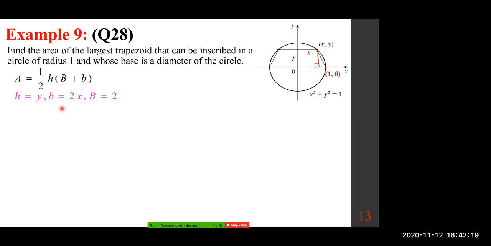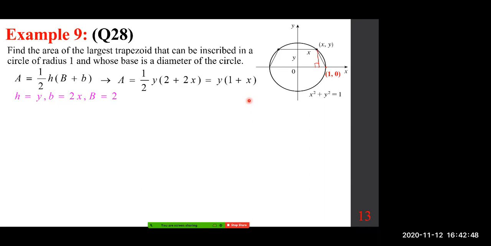The base for the top, the smaller base, would be, this distance is x times 2. And for the larger one, this distance is 1 times 2, or 2. So now you replace them, okay? And 1/2, we can cancel out the 2, we get y times 1 plus x. Now, we can continue with the same thoughts.